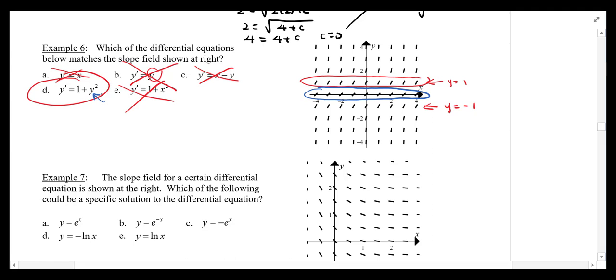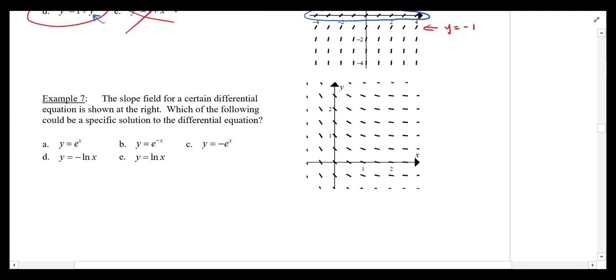Now, example number 7 is a little bit different because this time the slope field is shown, but I want you to find the specific solution, not the differential equation, but the actual solution. So notice that your answers here are always y equals something. So the solution is actually the original equation. Now, you can continue to look at these lines and draw in a particular solution because they look like this. And really then my question to you is which one of these equations gives you a graph that looks like that?